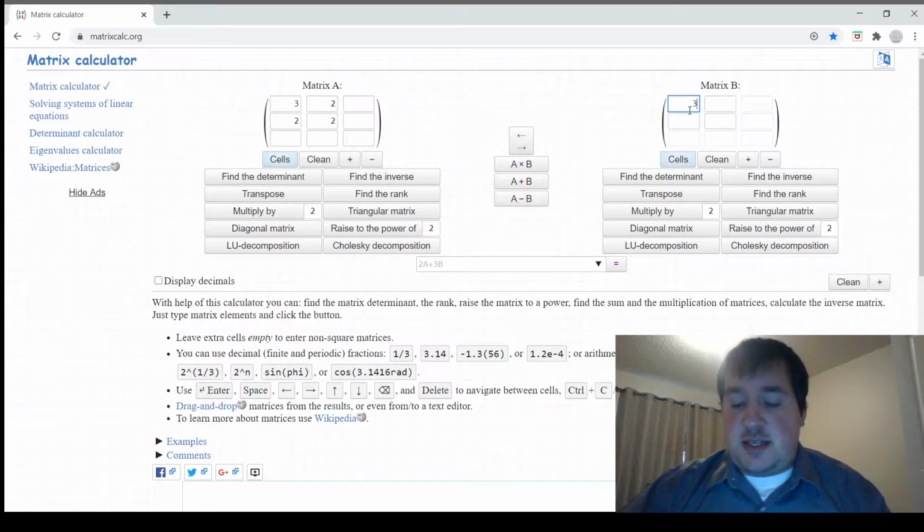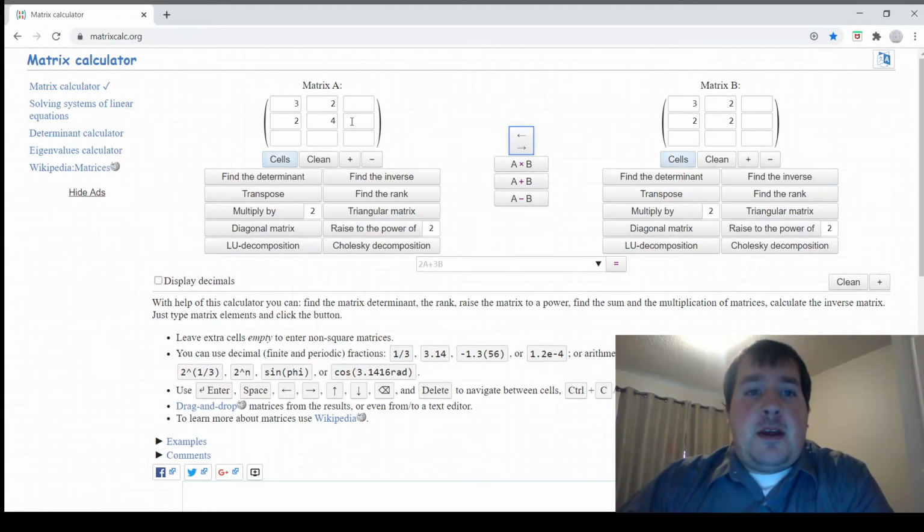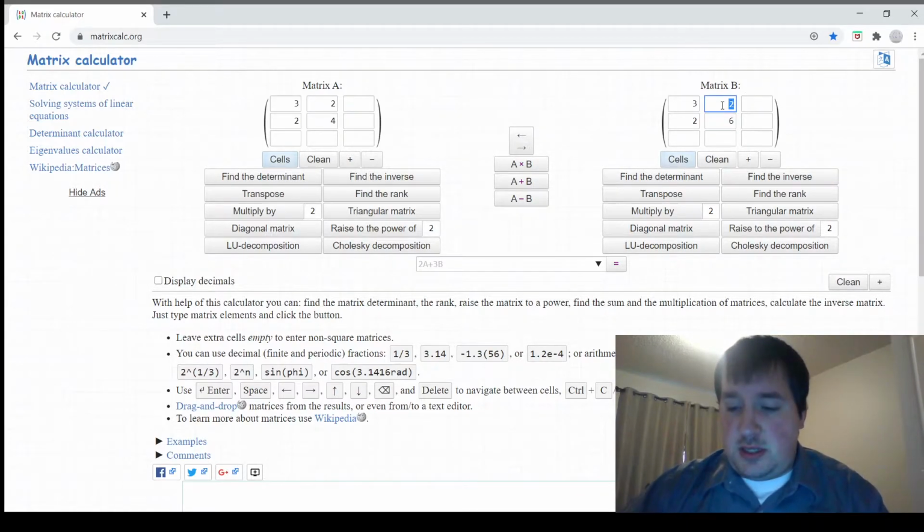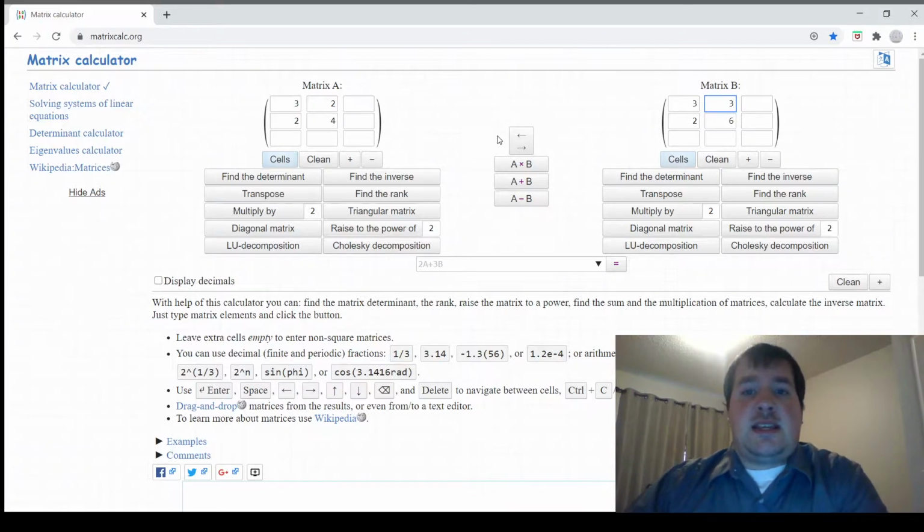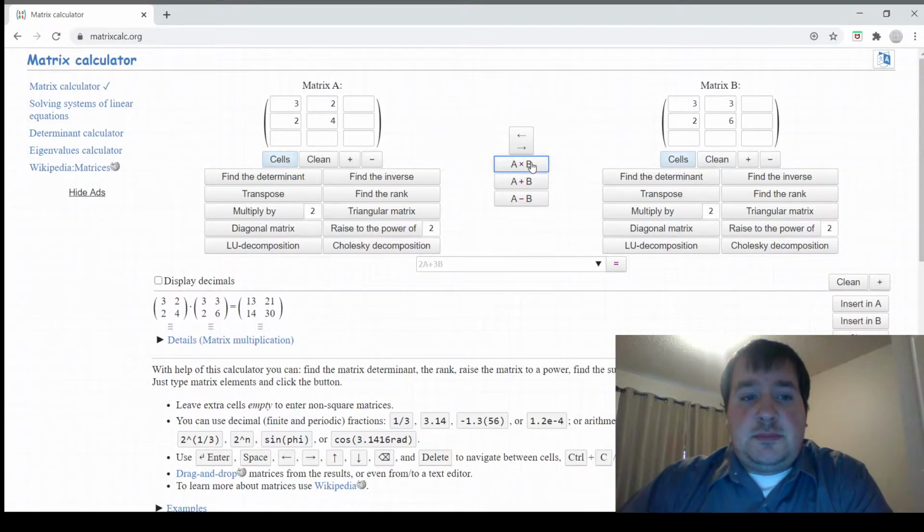There is this nice swap function where they'll just switch matrix A and matrix B. This is important when, let me change these numbers so that they're a little bit more different. This is important for multiplication, because if you remember, we have to know that matrix A times matrix B is not the same as matrix B times matrix A.